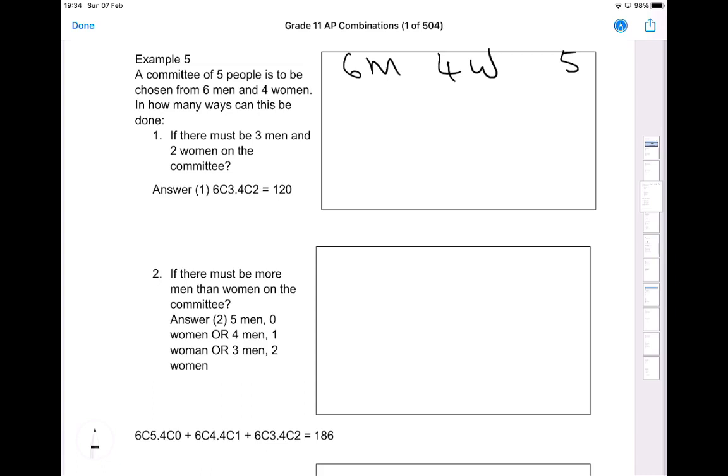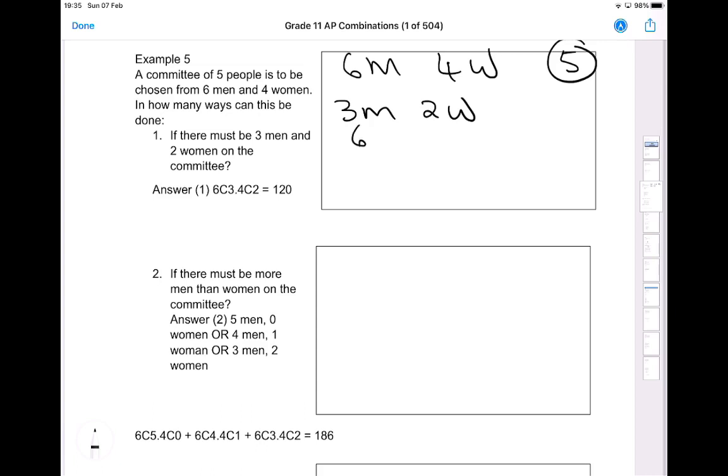If there must be 3 men and 2 women on the committee. So we want 3 men and 2 women. Remember, 3 men and 2 women will actually make 5. Our committee should have 5 people, but in this particular case, we want 3 men in there and 2 women in there. First of all, in how many ways can you choose the 3 men? You are obviously choosing the 3 men from the 6 men.